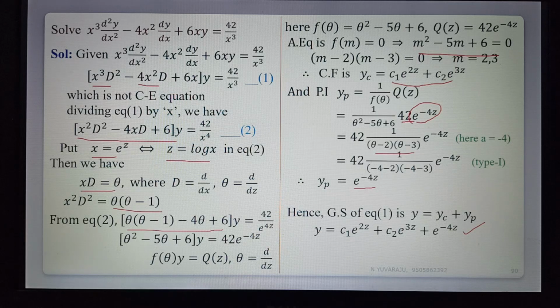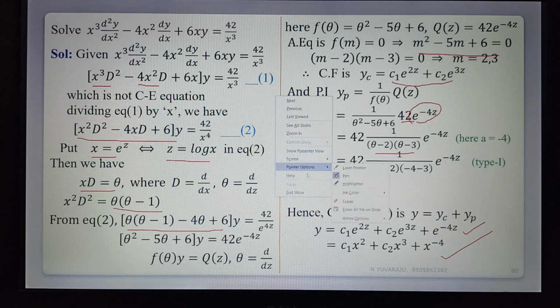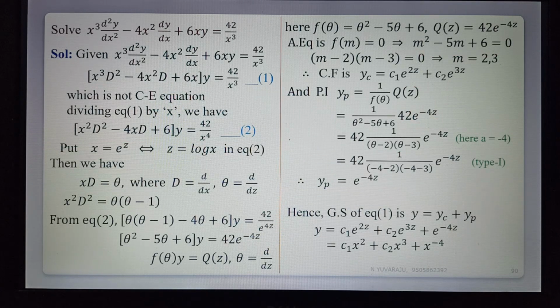So after replacing e power z by x, z is equal to log x, the final solution is c1 x square plus c2 x cube plus x power minus 4. This is the solution. See the next example.